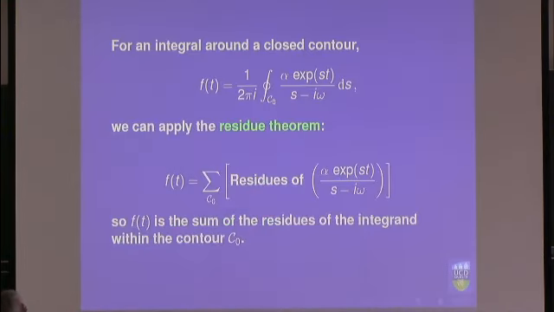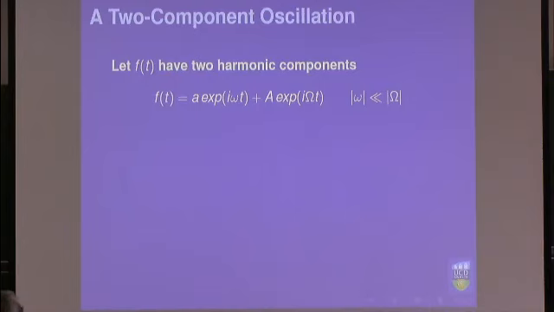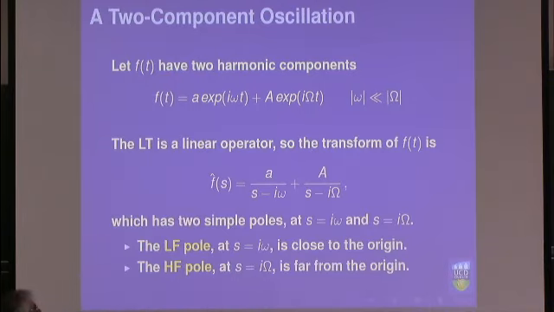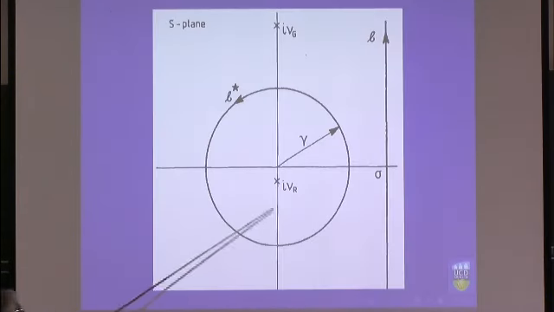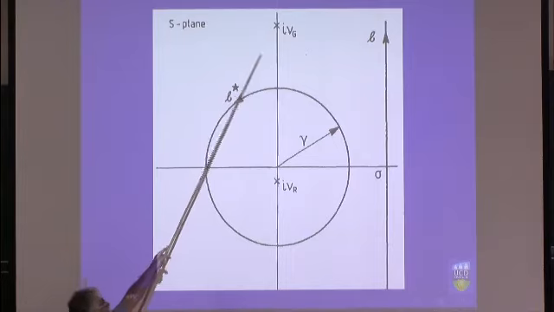Okay, so let's see. Now we'll go to 2 components. What's going to happen? It's fairly obvious. You're going to get a transform function which has 2 poles, low frequency pole near the origin, high frequency pole further away. It's a very simple idea. And then we have a picture here. Here's the low frequency, here's the high frequency.